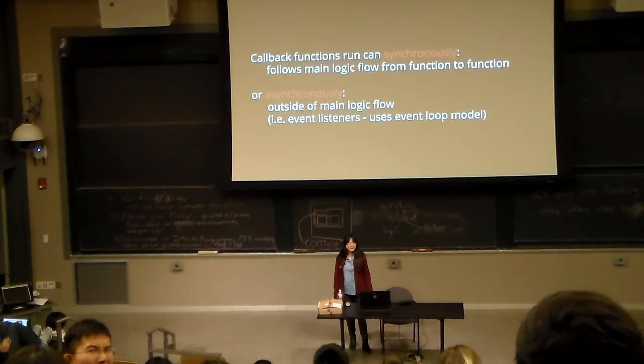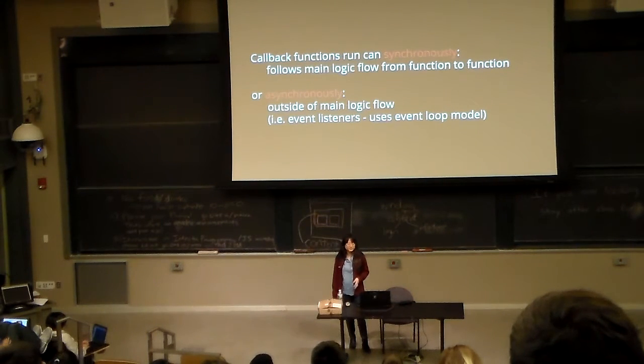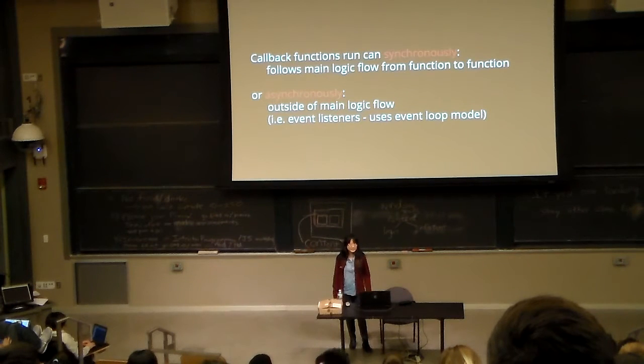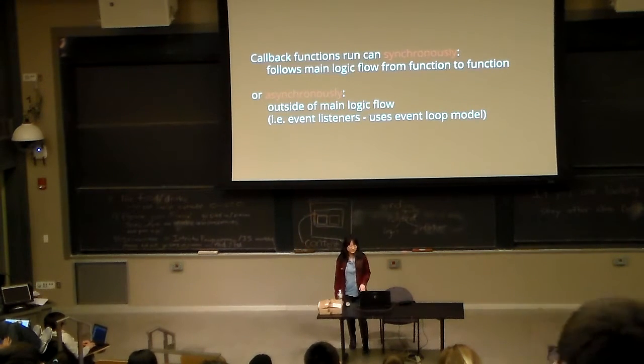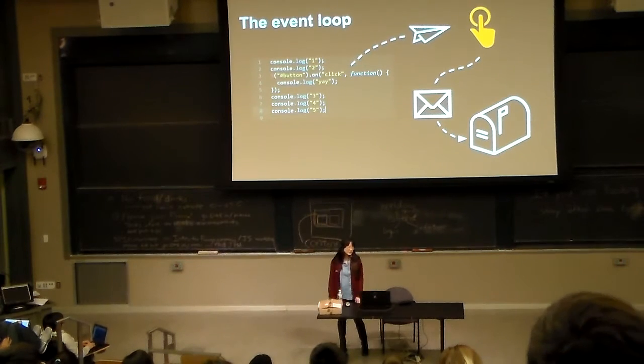So callback functions can run either synchronously or asynchronously. If it runs synchronously, you're following the main logic flow from function to function, so you run your JavaScript code in order. If it runs asynchronously, it'll happen outside of the main logic flow, and it uses something called the event loop model.